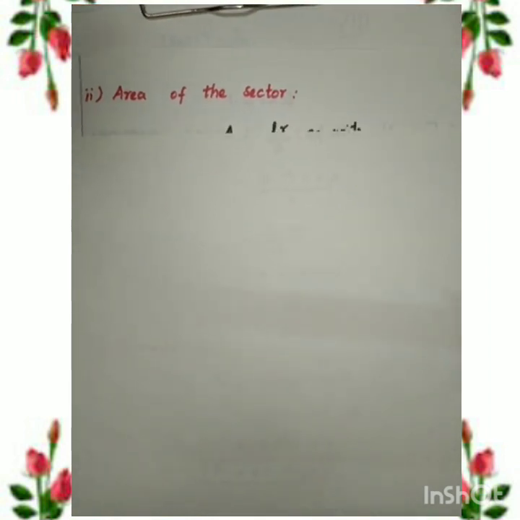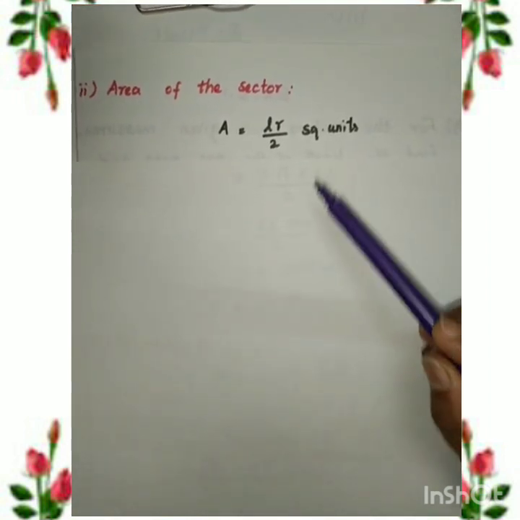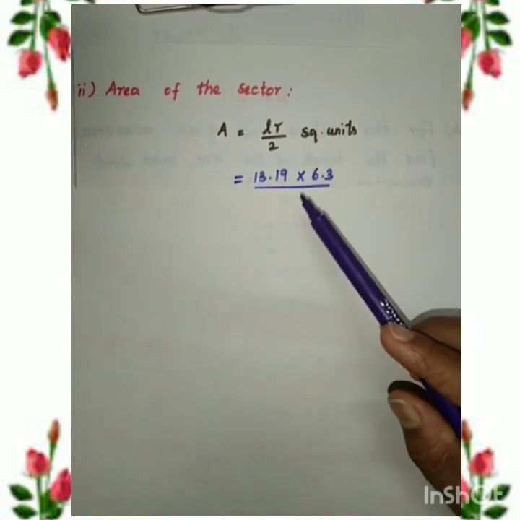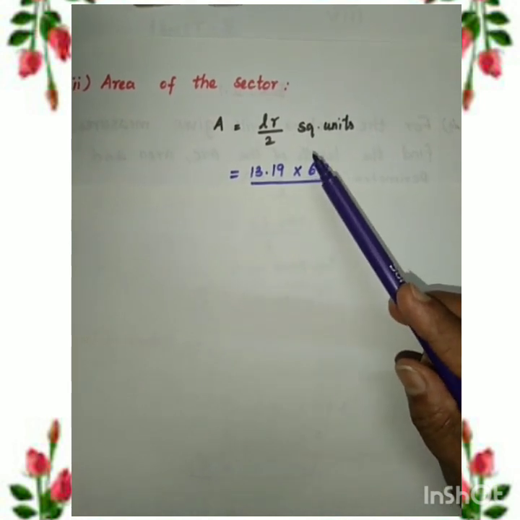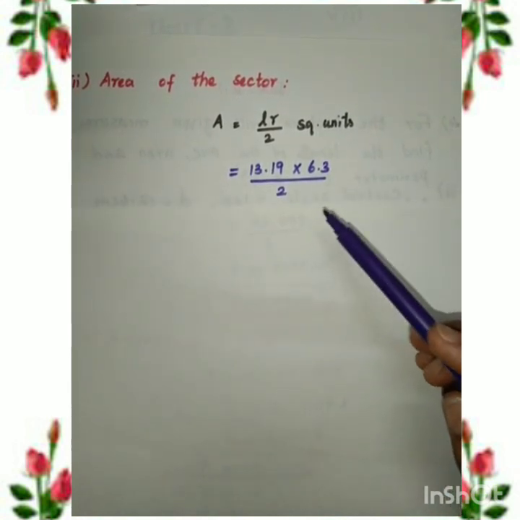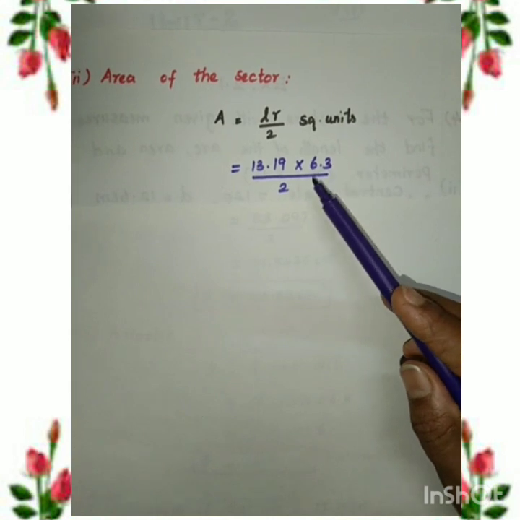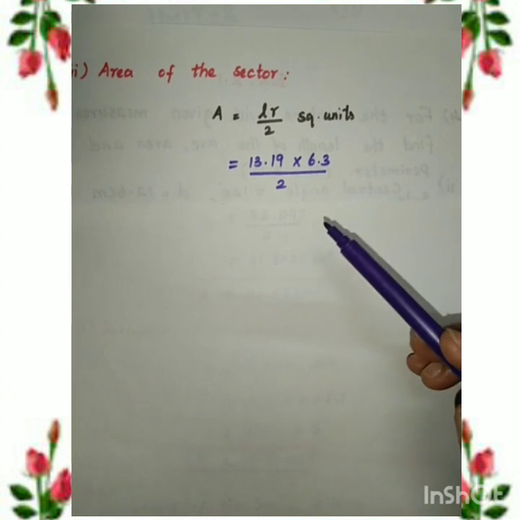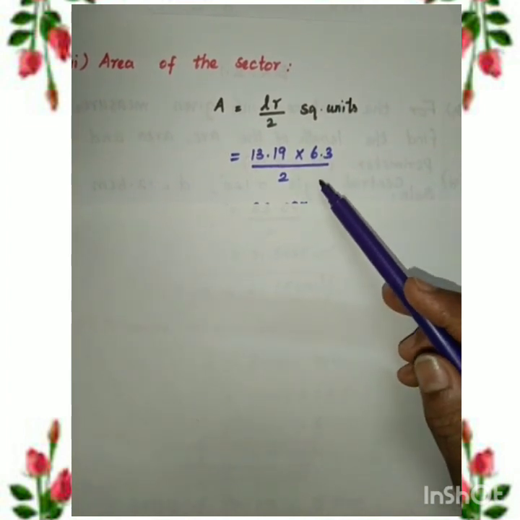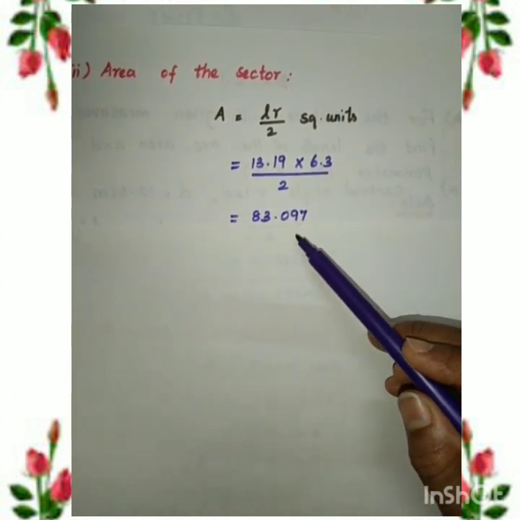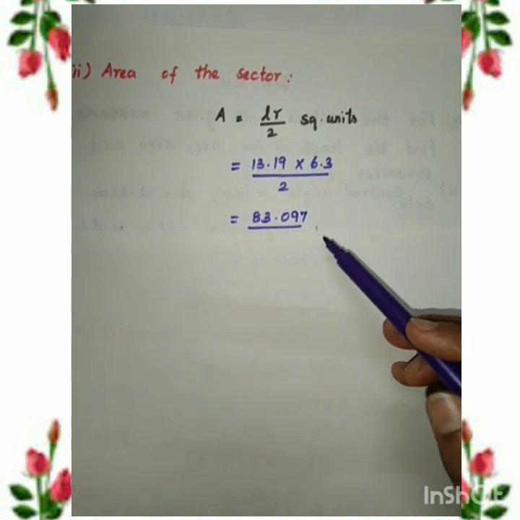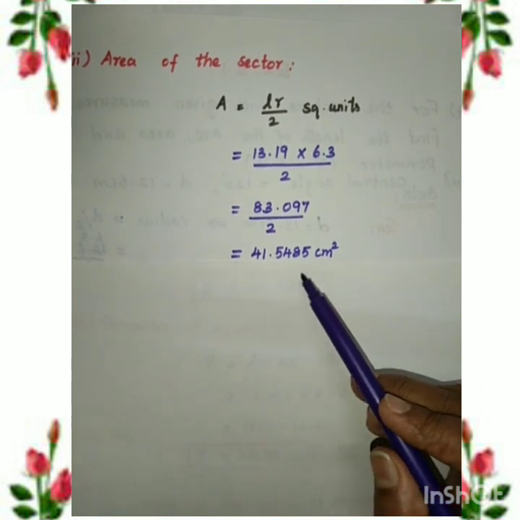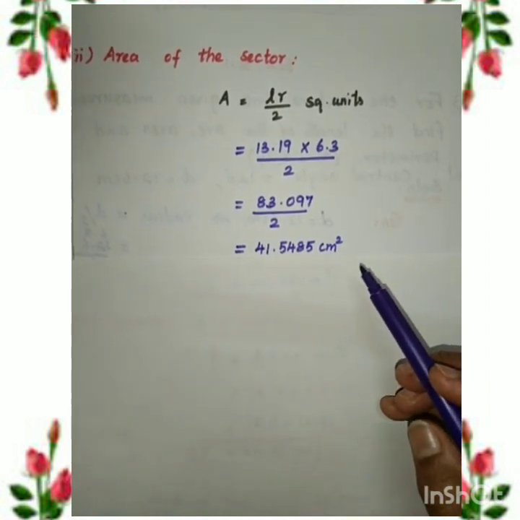So formula for area of the sector is A equal to LR by 2 square units. So already we have found L value. So L value is 13.19, radius 6.3 divided by 2. These two numbers are odd numbers, so we cannot cancel with the 2 table. So multiply the numerator and divide by 2. So 13.19 into 6.3 is 83.097 divided by 2. So after dividing by 2, we can get 41.5485 centimeter square.